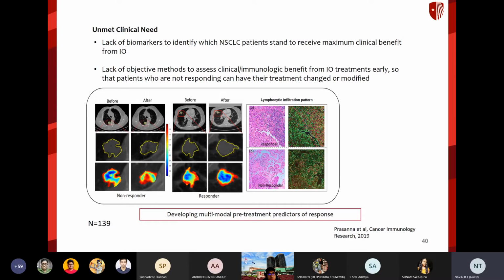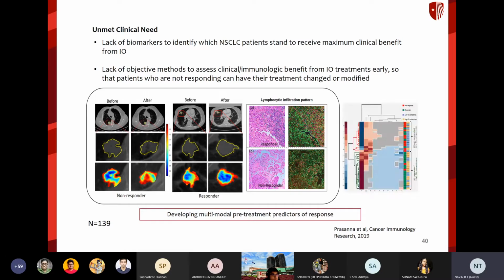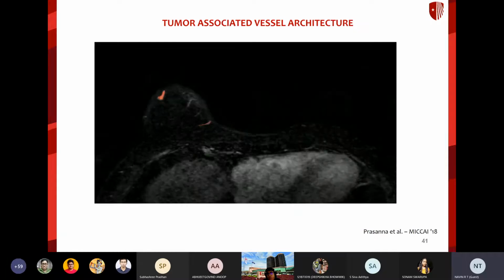Okay, so coming back to the same slide, we also looked at a consensus clustering plot, where we found that patients who did not respond to immunotherapy had a sparser arrangement of the lymphocytes as compared to patients who responded to immunotherapy.